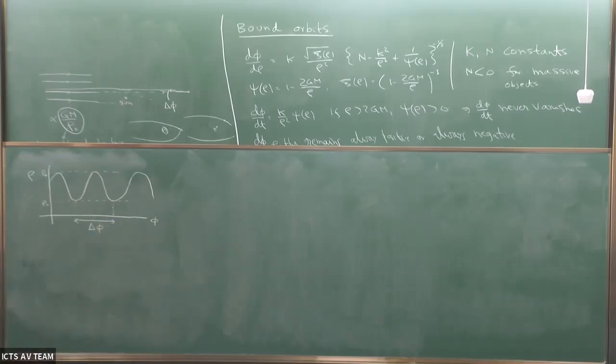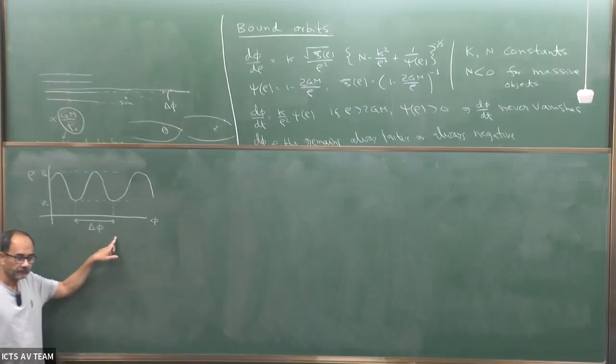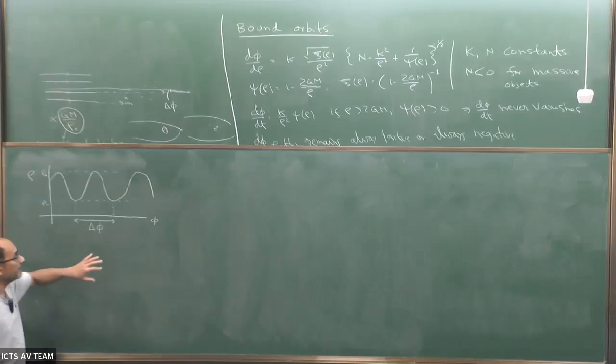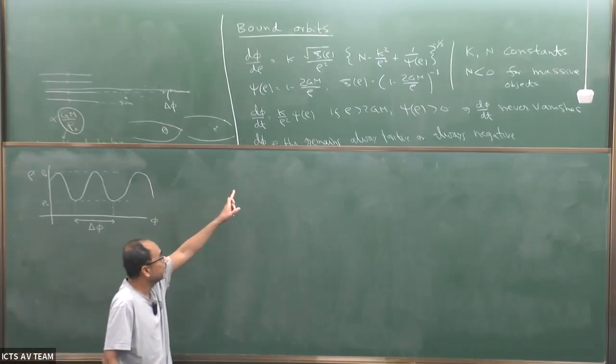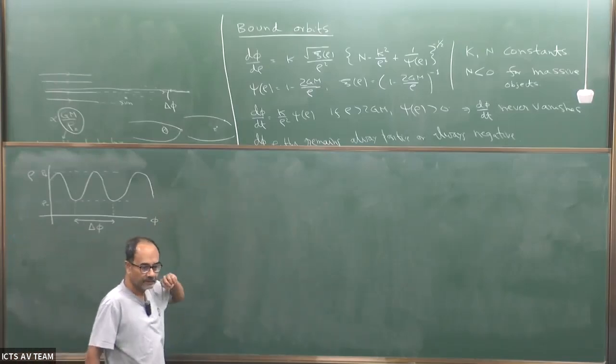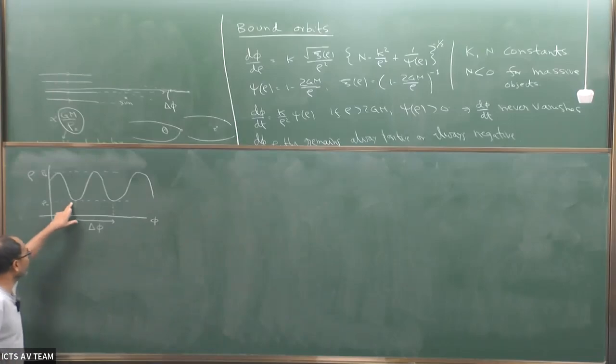Okay. So we'll try to calculate this delta phi, and the principle is clear. What you have to do is to integrate that equation between two successive values. Or we can just integrate from rho minus to rho plus and multiply by 2.